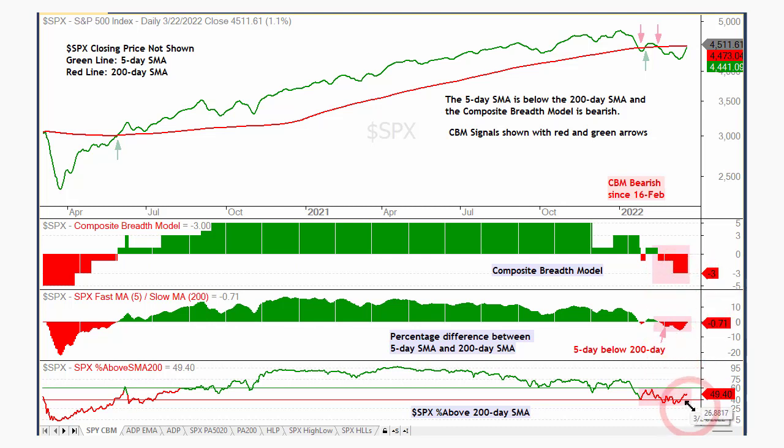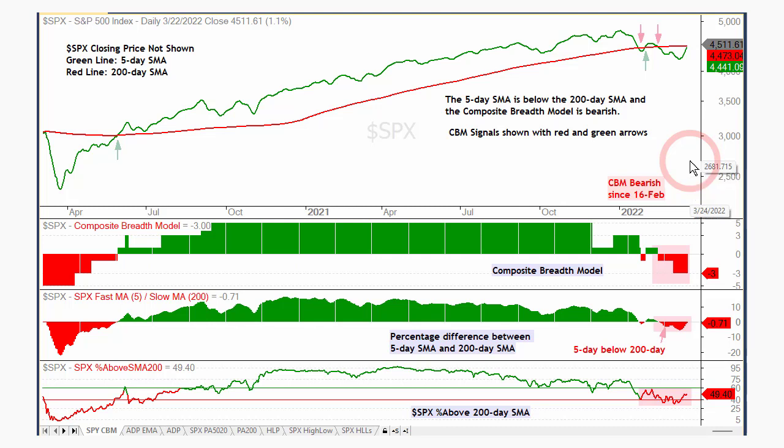If we look at the percentage of S&P 500 stocks above the 200-day, it's at 49.4%. It's been oscillating around the 40% level since it first moved below 40% in late January, which is my bearish threshold. It's got to get above 60% to turn bullish again, because I put my bullish and bearish thresholds just above and below the midline, 50%. If you use 50%, you're going to get a lot of whipsaws. To reduce those whipsaws, I put my bullish threshold a little higher at 60% and my bearish threshold a little lower at 40%. But the bottom line here is the weight of the evidence is bearish.